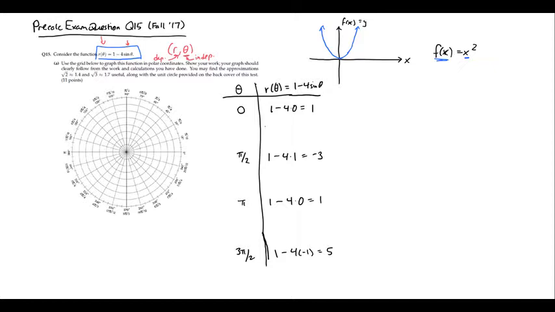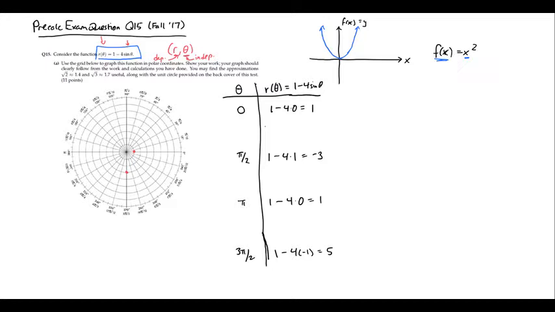So when theta is 0, I'm looking out in this direction here, and my radius is 1. My distance from the origin, 1. All right, when theta is pi over 2, I'm looking out in this direction, but my radius is -3. That means that I look out in this direction, but I march backwards 3 units and wind up here, because I'm going backwards from the pi over 2 direction.